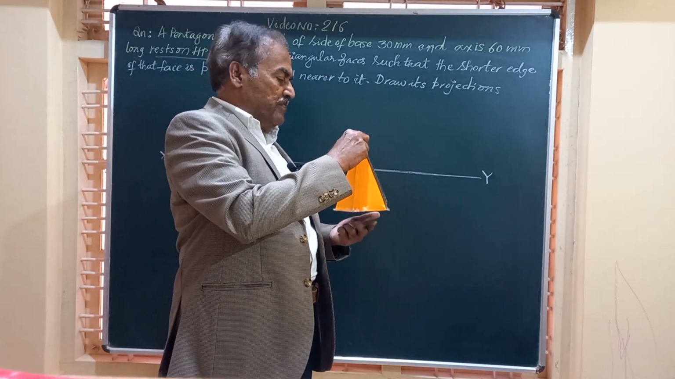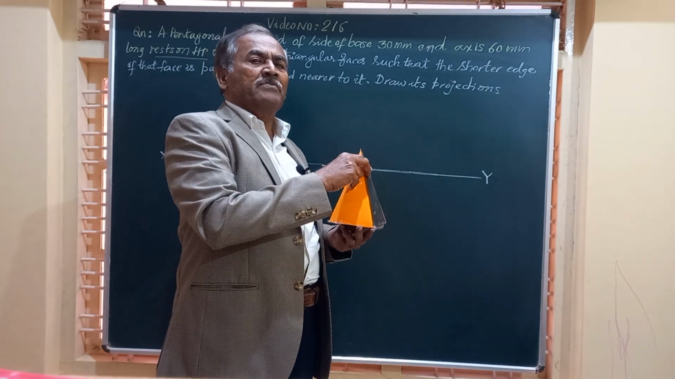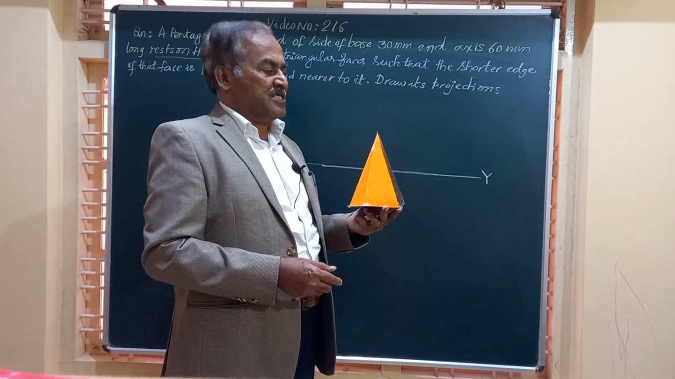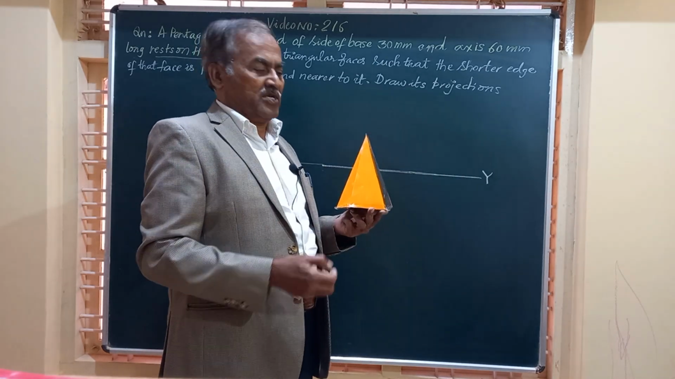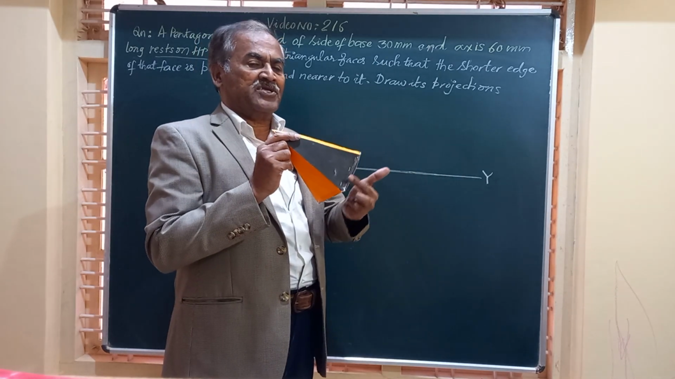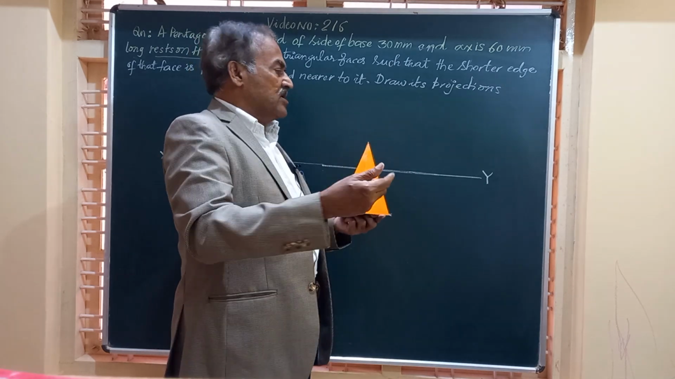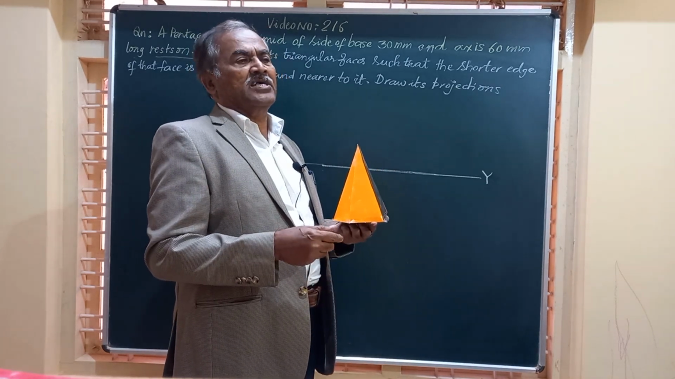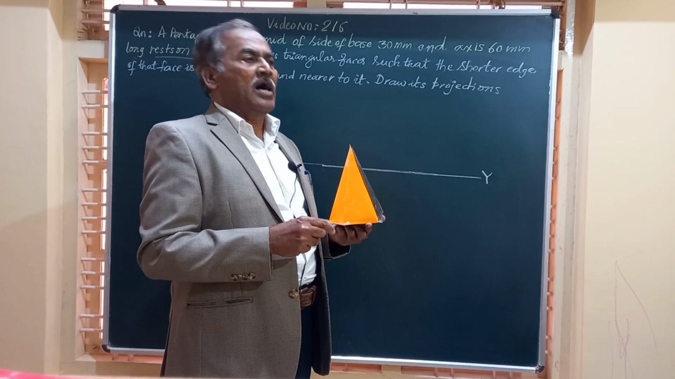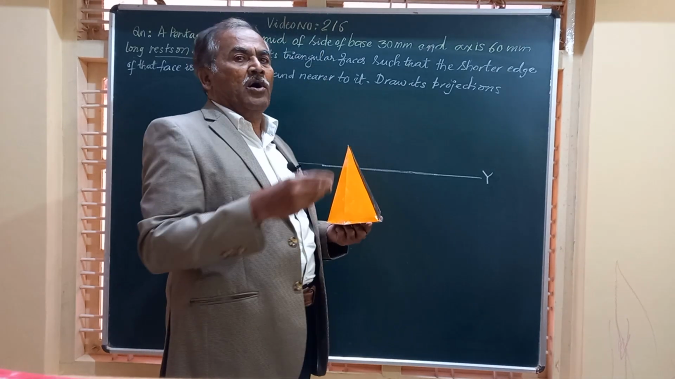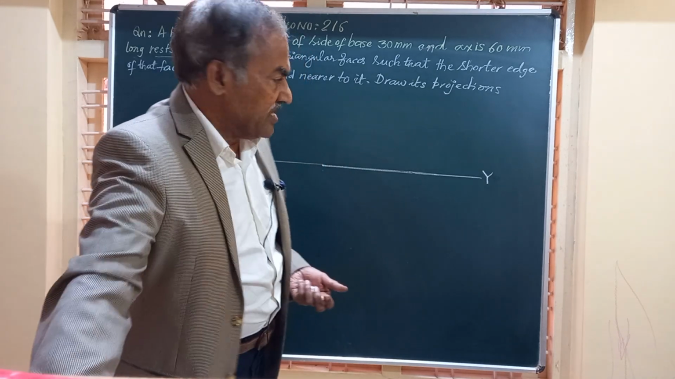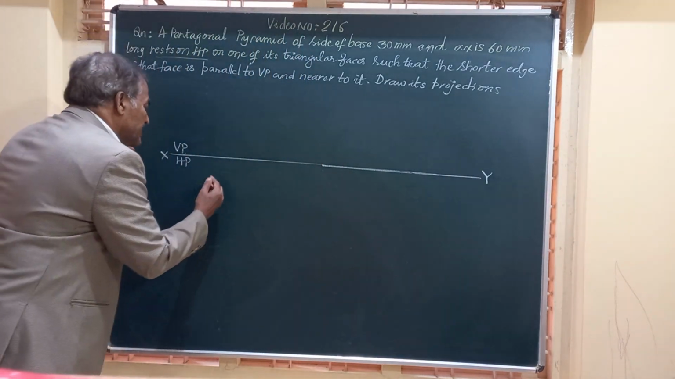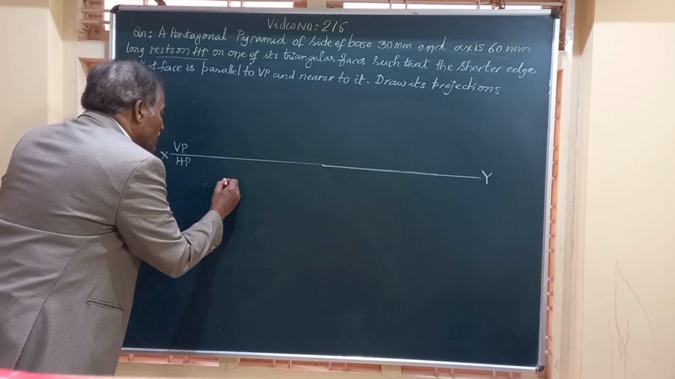Hence, friends, we place this pyramid on HP such that one of the triangular faces is towards the right side of the observer and one of the shorter edges is normal to VP, or perpendicular to VP. And we obtain the top and front views of the pyramid. So friends, let us start drawing the pyramid in top view.